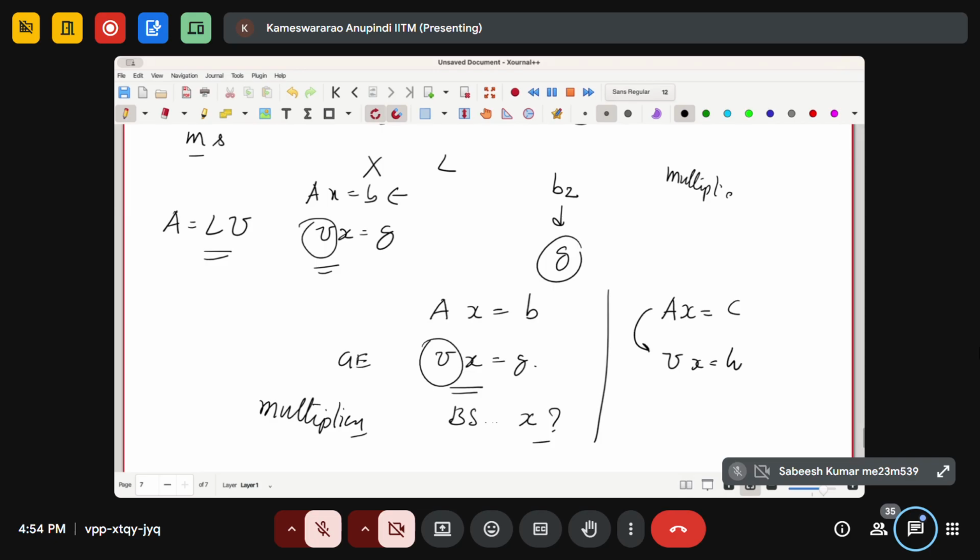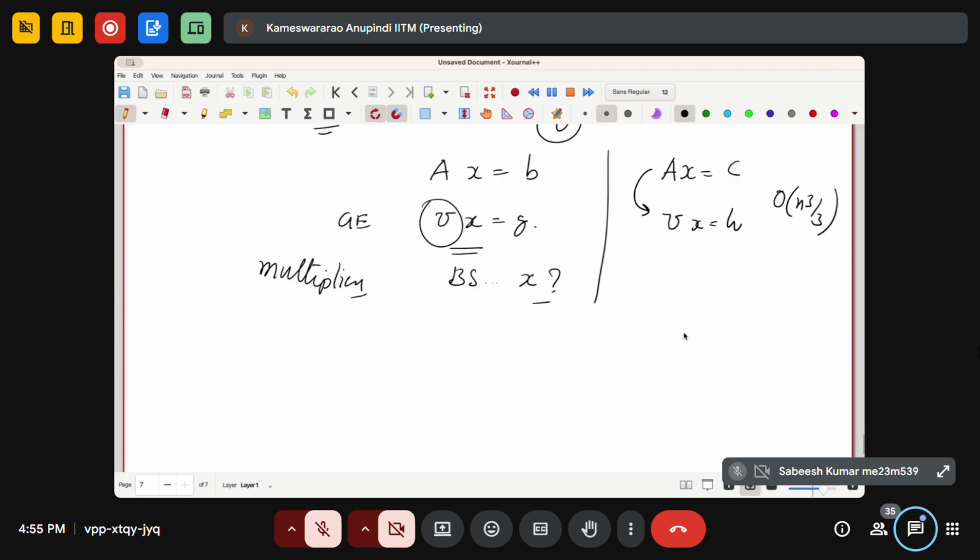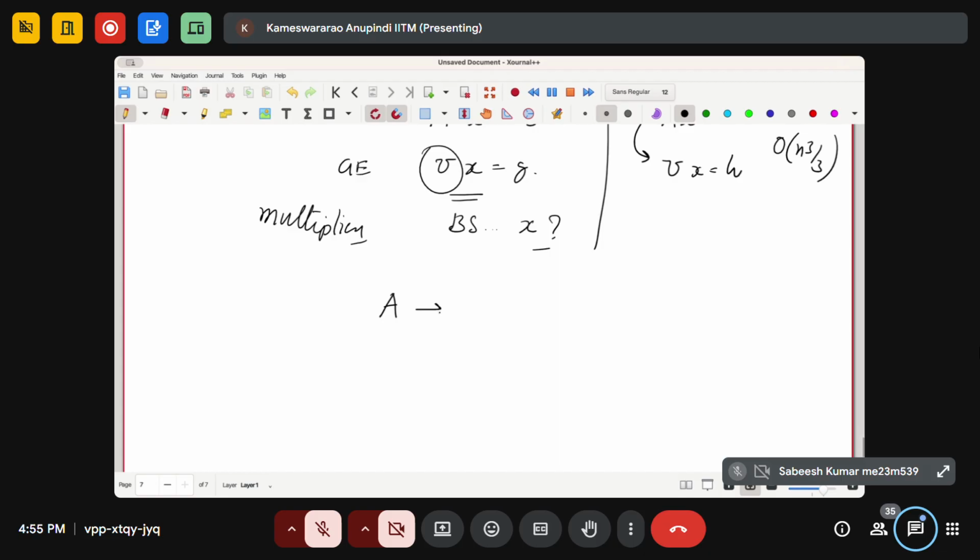But then again you're doing the row operations, which are again order n cubed by 3, which is not required. Rather, you don't apply row operations. You store, you decompose your A into LU. Then for any right hand side B I give you, Ax equals B, you have A as LU. Then you're done.